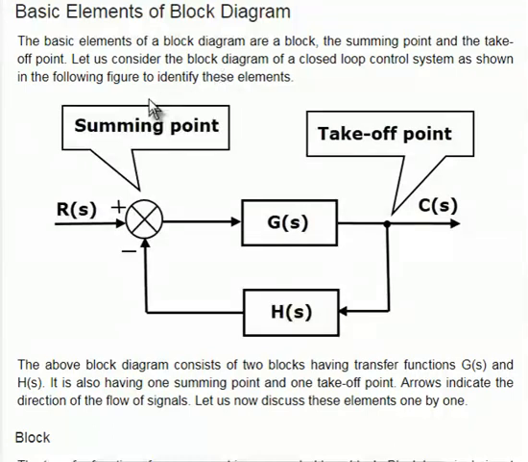So here, how to represent the summing point? You can represent it with a circle with a cross line. This symbol is representing the summing point. Next, the takeoff point. It is represented with one dot.